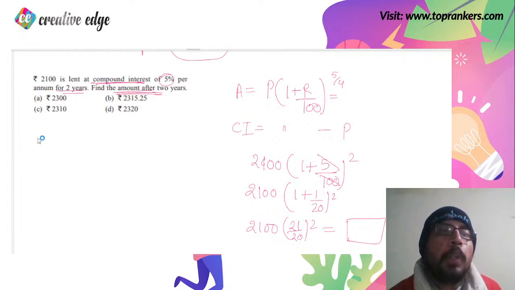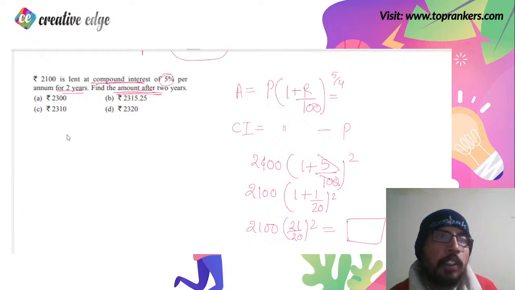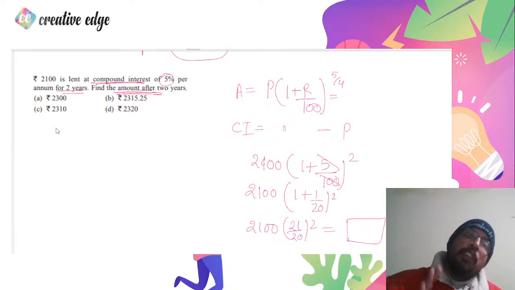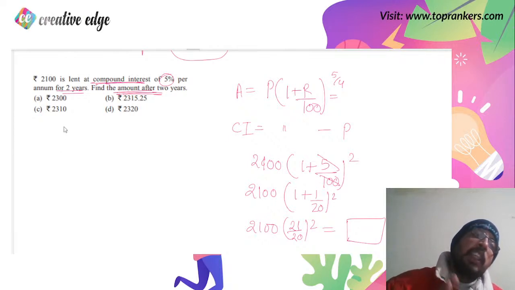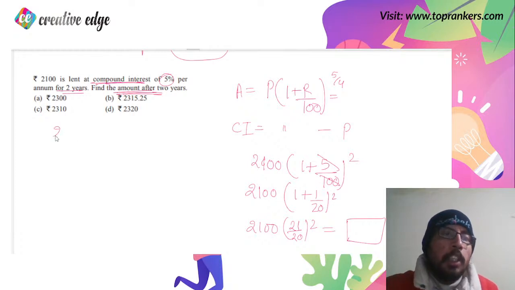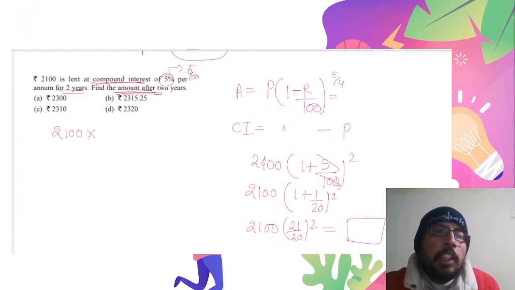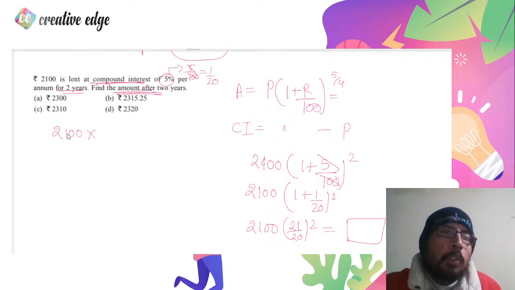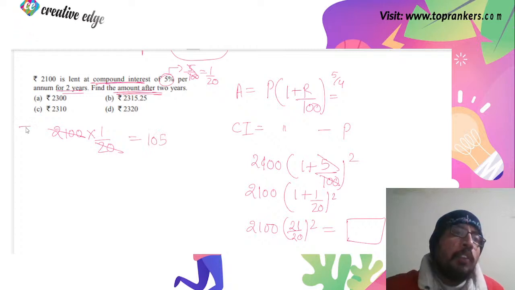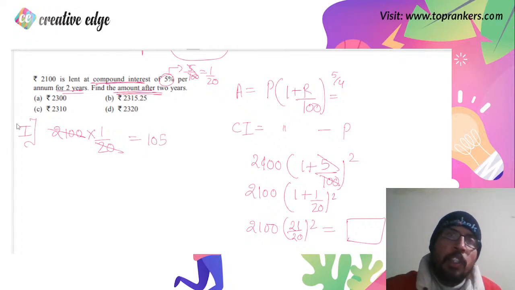So what you will be doing, you will find compound interest for the first year. The compound interest for the first year is the same as the simple interest. Basically 2100, this is your principal, into rate. Rate is 5%, which is 5 by 100, that is 1 by 20. So 2100 into 1 by 20 is, if I'm not wrong, 105. This is the interest for the first year.